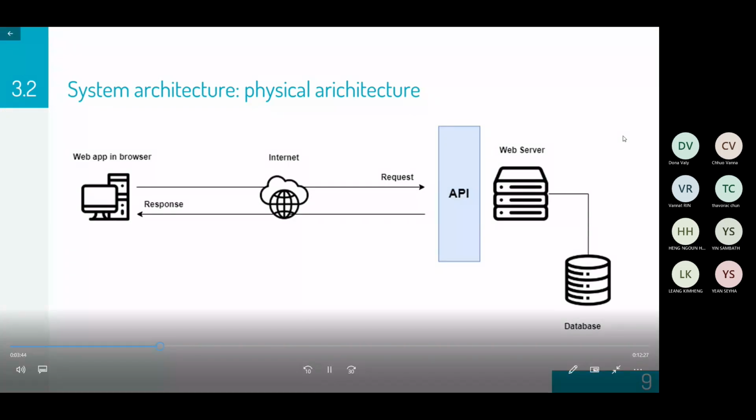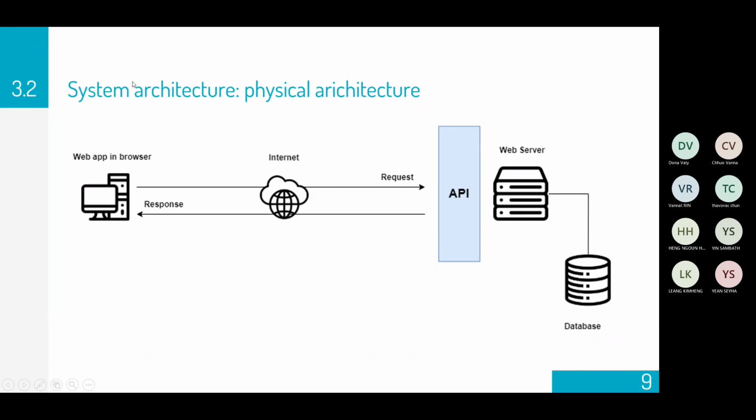System architecture, physical architecture. The physical architecture represents the design of the system and an overview of the relationship and function of each component in the system. First, the user makes an HTTP request to the server through the internet, and then the web server checks whether the request is valid or not. Then the server responds with the source data. When the user requires some specific data, the server will retrieve the data from the database and respond to the client.